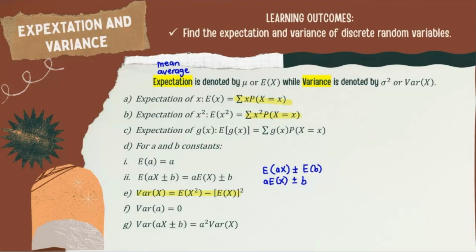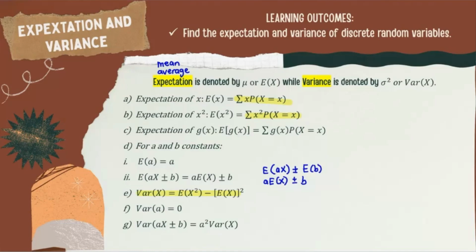Okay. Tapi dia sedikit berbeza dengan variance. Variance of a constant will be 0. Tapi kalau variance of AX plus or minus B, dia akan jadi just A squared variance of X. So kenapa dia jadi macam tu?